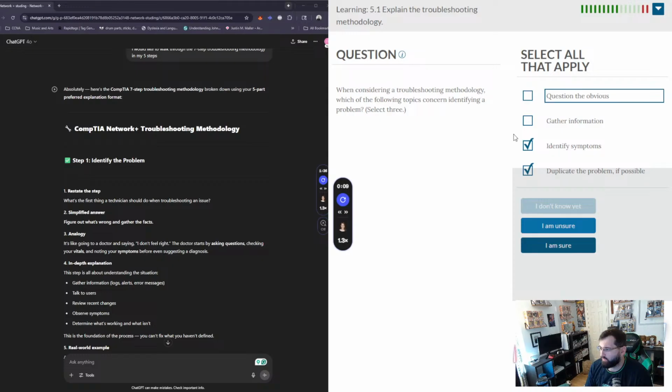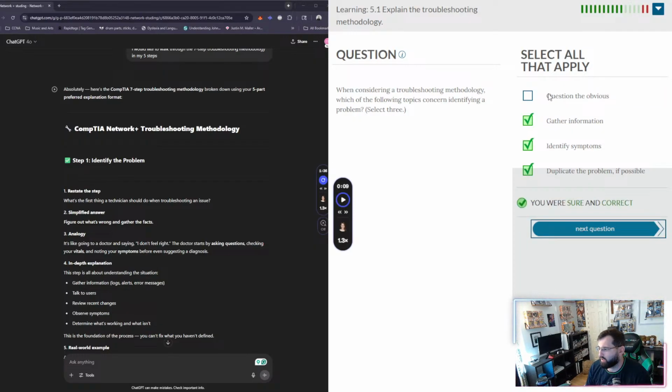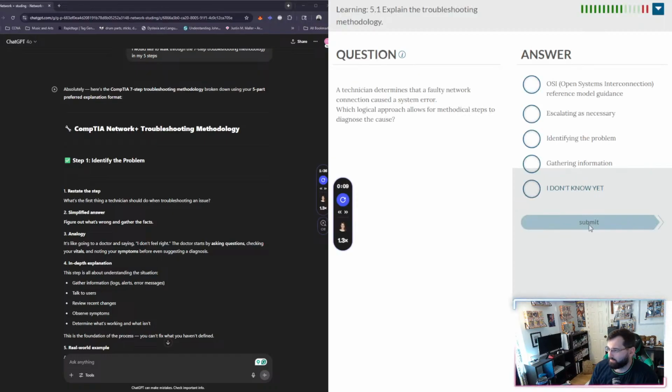So, gather information. Which of the following topics concern identifying a problem? I'm going to go with gathering information. Because questioning the obvious is not identifying the problem. That's already troubleshooting. I want more information so that way I can identify what the problem is. All right.